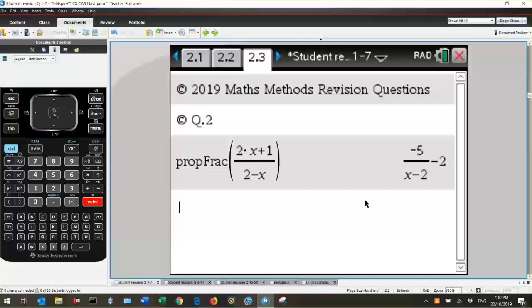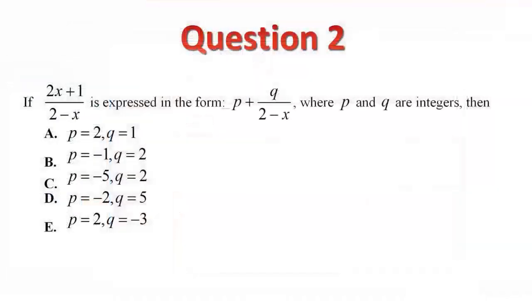So which of those options is it? It's actually option D, which is a bit counterintuitive. If you look at that, it looks as though you've got a -5. Once again, be aware of equivalent forms. Note that the Nspire doesn't give the denominator as 2 minus x, but rather as x minus 2. So in fact, the value of q is +5. So once again, be aware of equivalent forms of the expression.